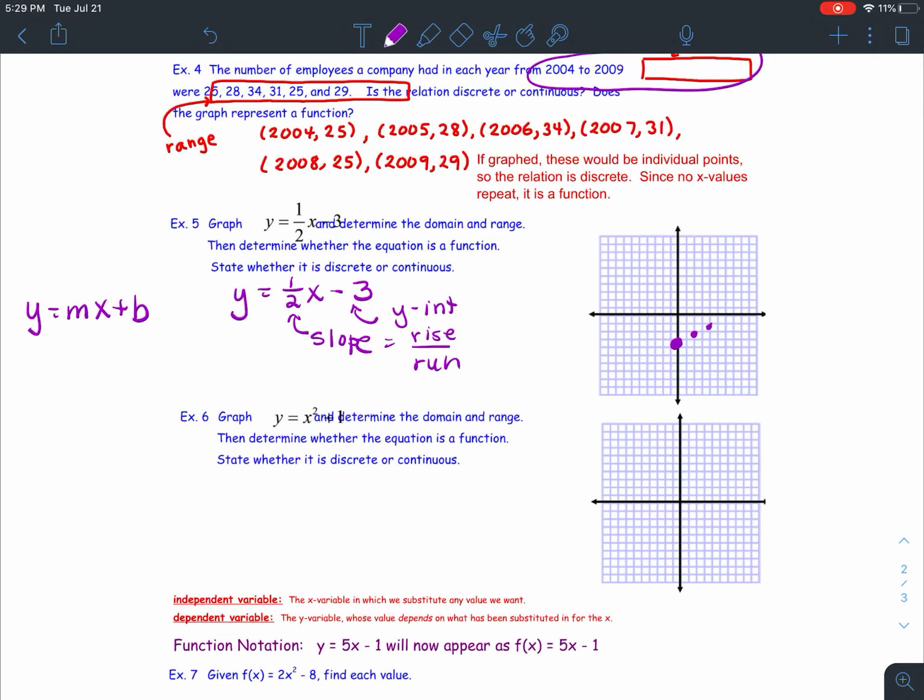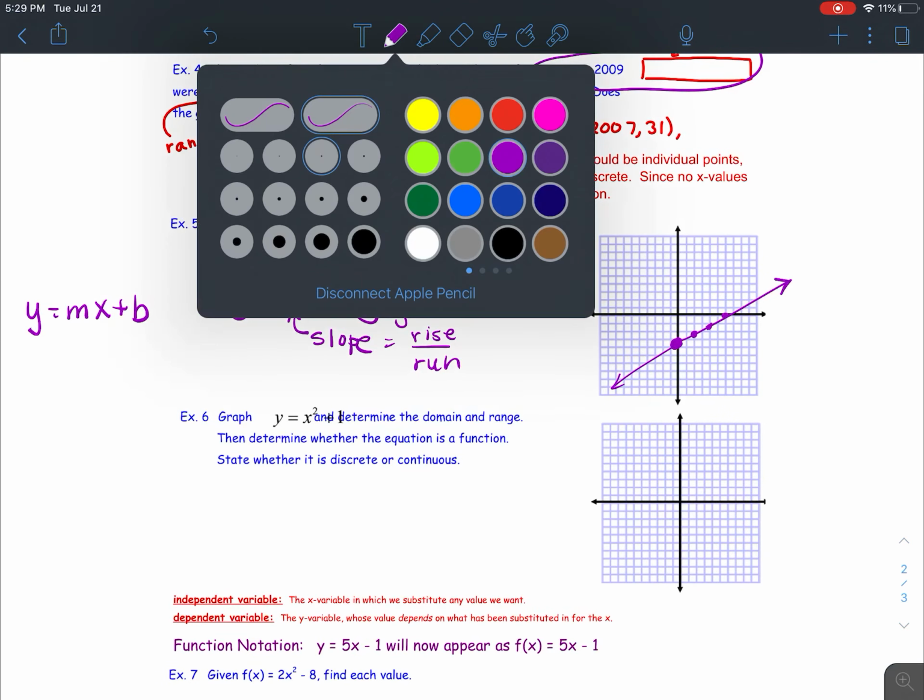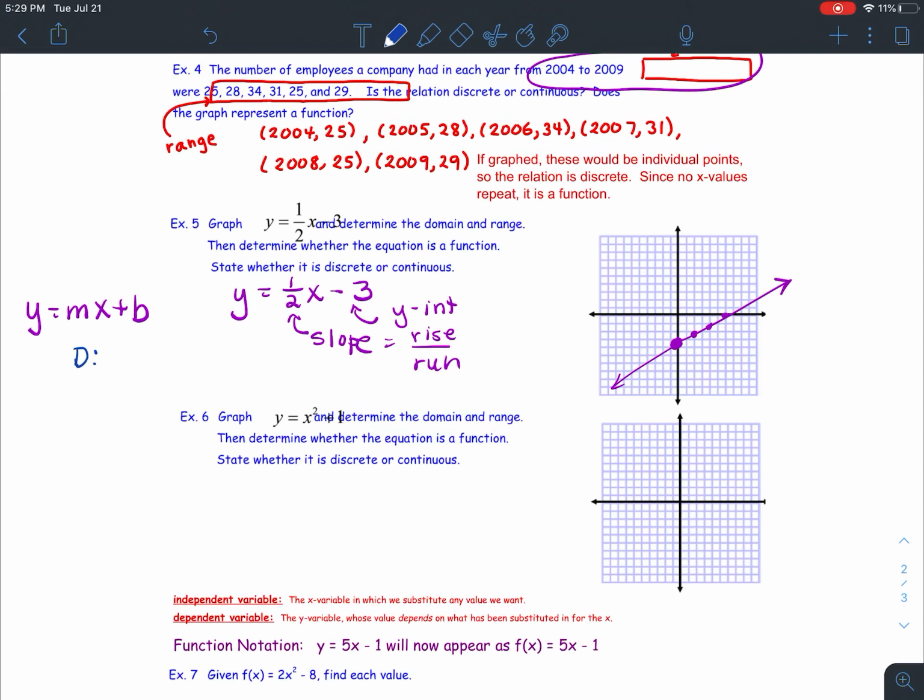Okay, I'm just going to go up 1 over 2 a few times here to create several points. Now I have my line. Okay, so as far as the domain goes, the domain is all the possible x values.